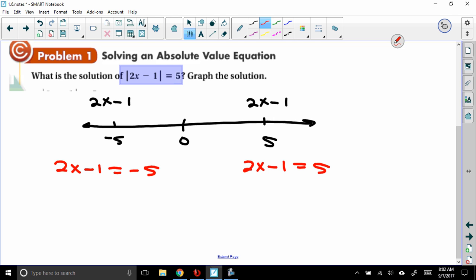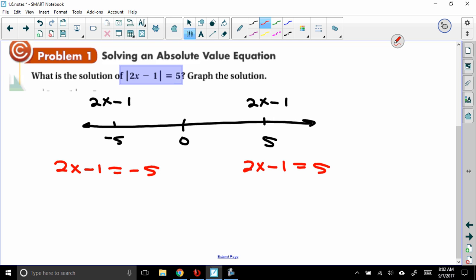Okay? The one equation you're going to set up is identical to the absolute value equation with one exception: you drop the bars. The other equation you set up is identical to the first one, but you change the sign of the number on the other side. Is this all making sense? You remember doing this in Algebra 1? All right.